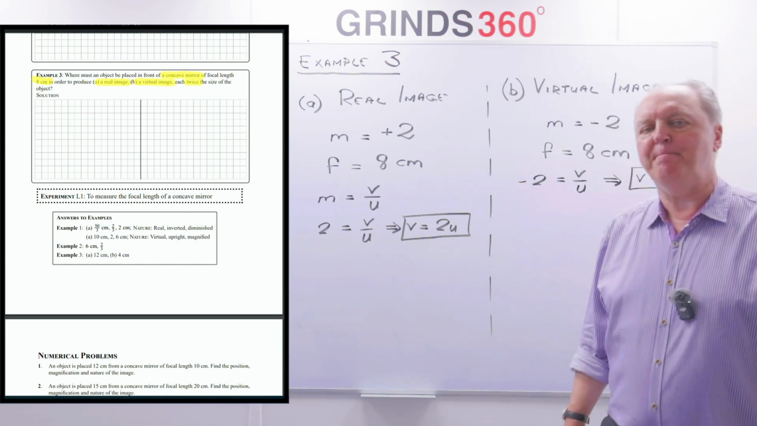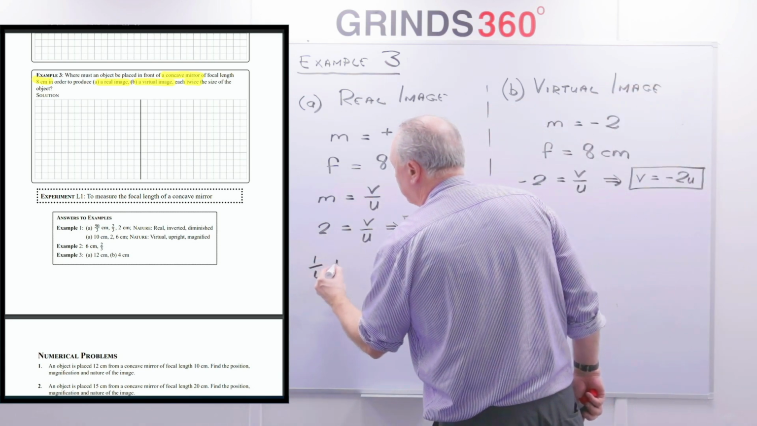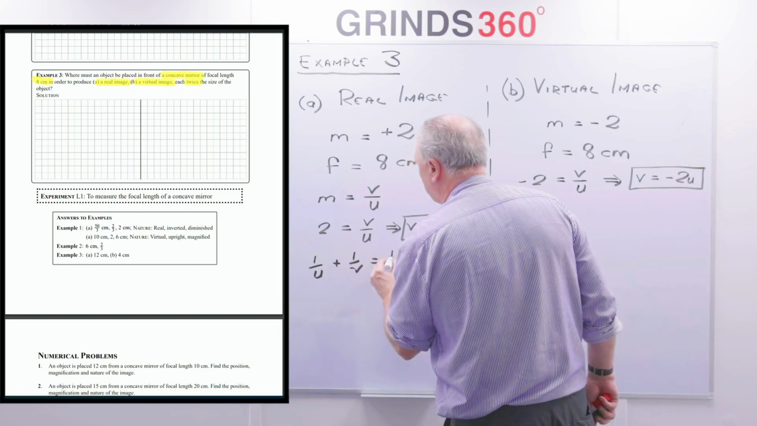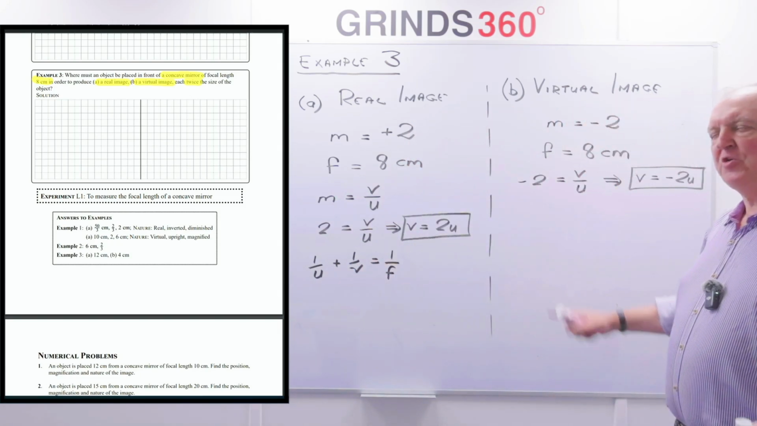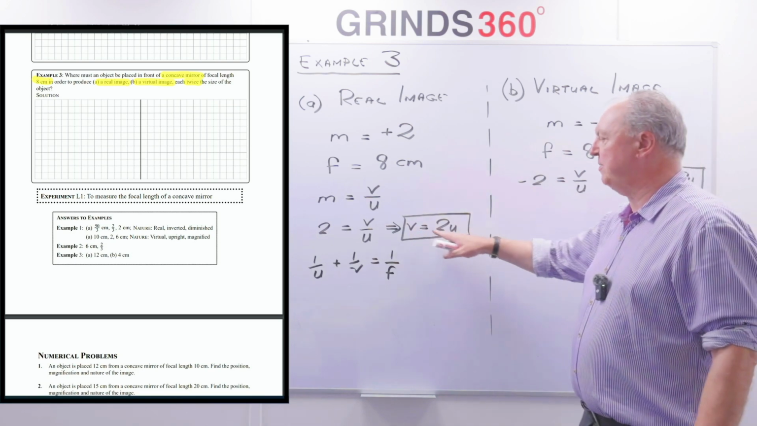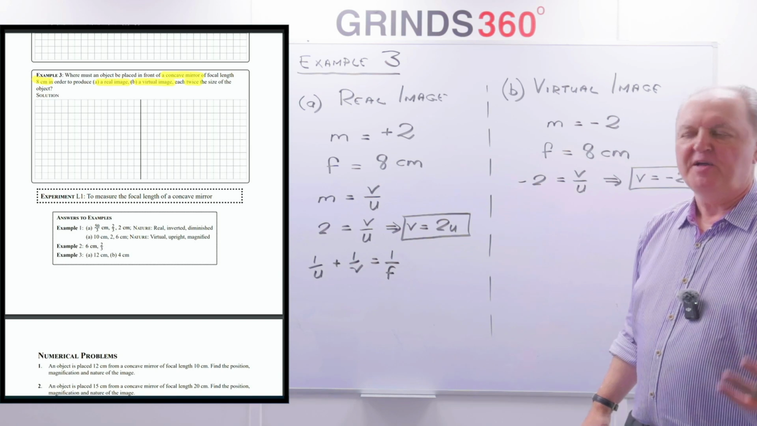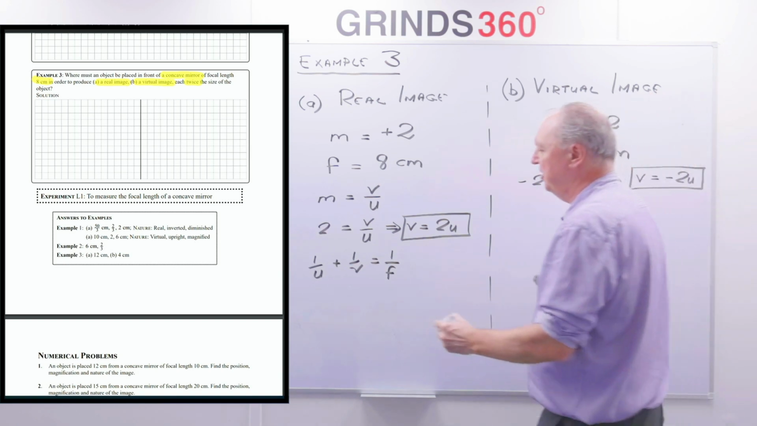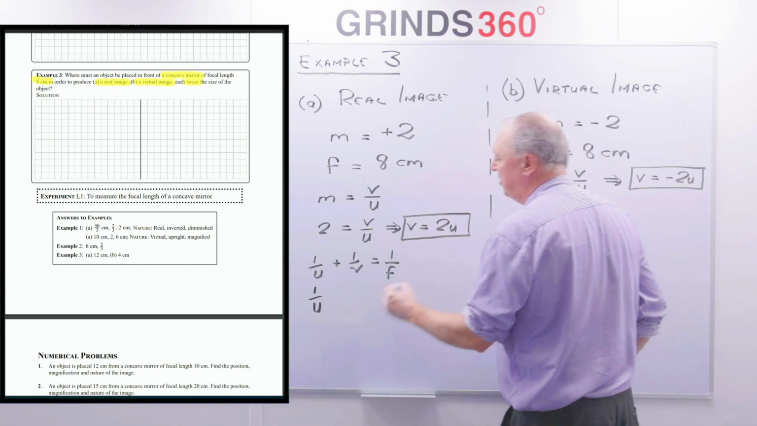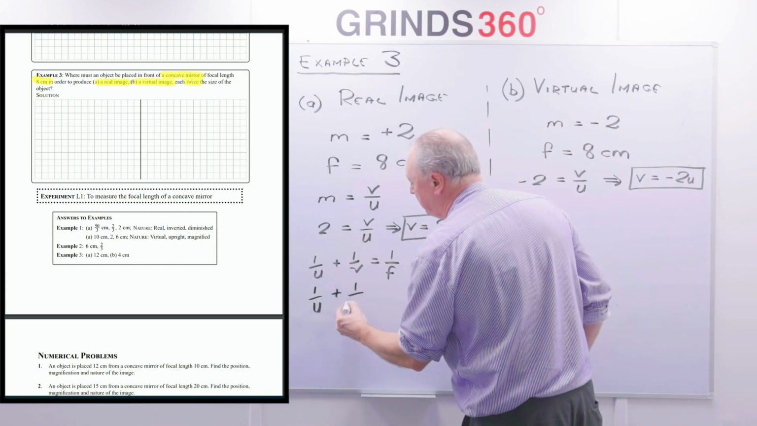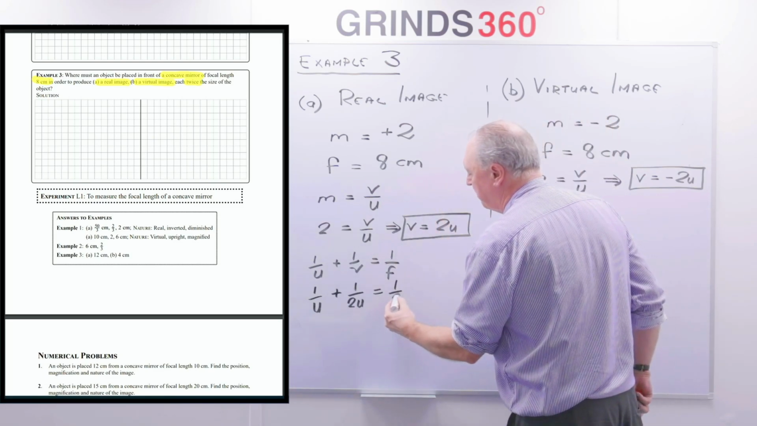Now let's go to my mirror formula. Let me write it down. 1 over u plus 1 over v equals 1 over f. Now, I don't know u or v, but I do know that v is equal to 2u. So instead of having two variables, two things that I don't know, I can end up with just one thing I don't know. So I'm going to write down 1 over u. I'm going to replace v by 2u, so that becomes 1 over 2u, is equal to 1 over f, which is 1 over 8.